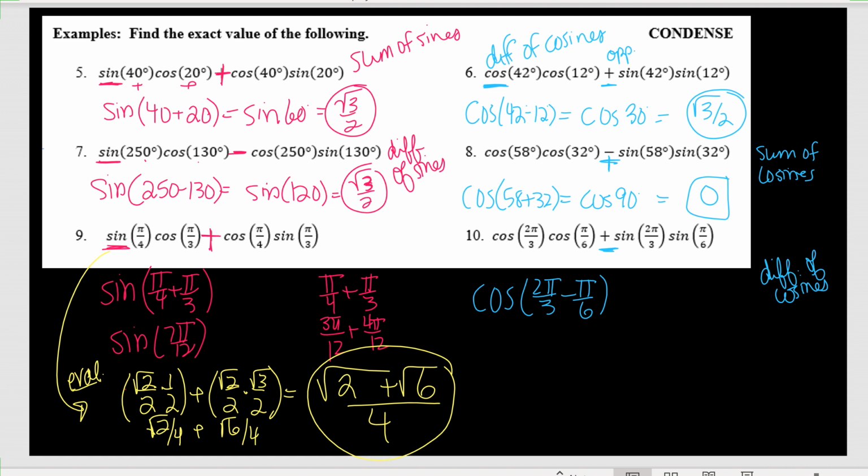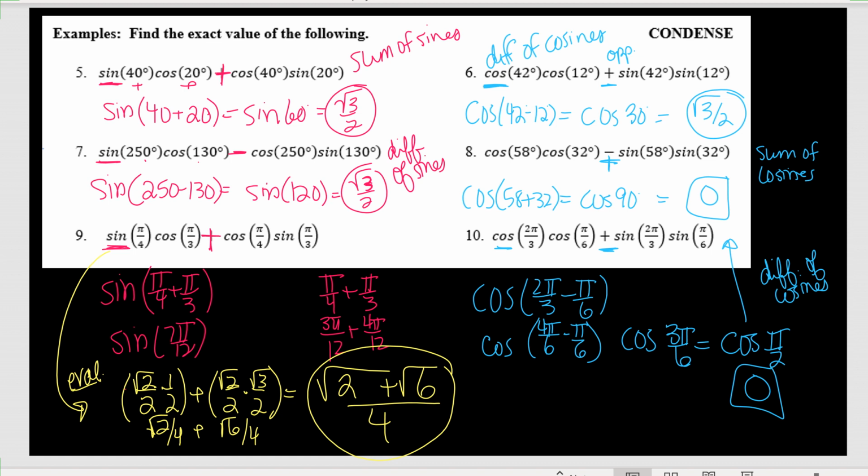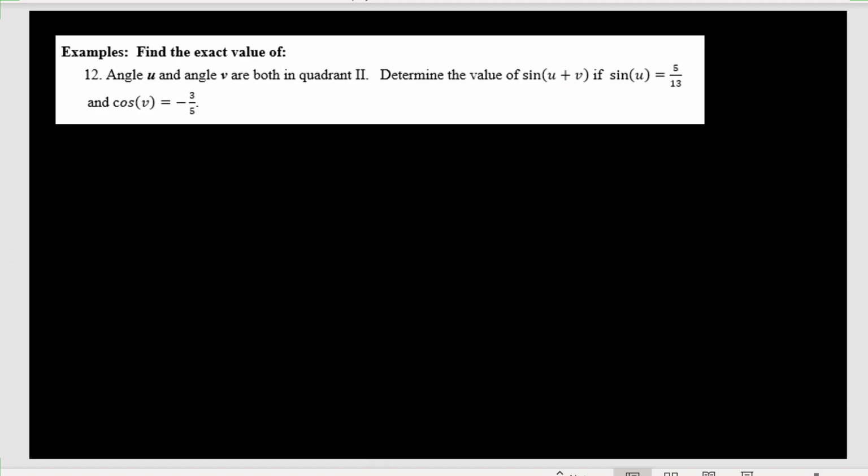Even though we can evaluate these on the unit circle, it's just as easy to convert 2 pi over 3 to 4 pi over 6, and then subtract the two angles that are in radians. So we'll get cosine of 3 pi over 6, which is cosine of pi over 2. And you guys, we just did that. That's the same thing as cosine of 90 degrees. So our answer is 0. Great job.